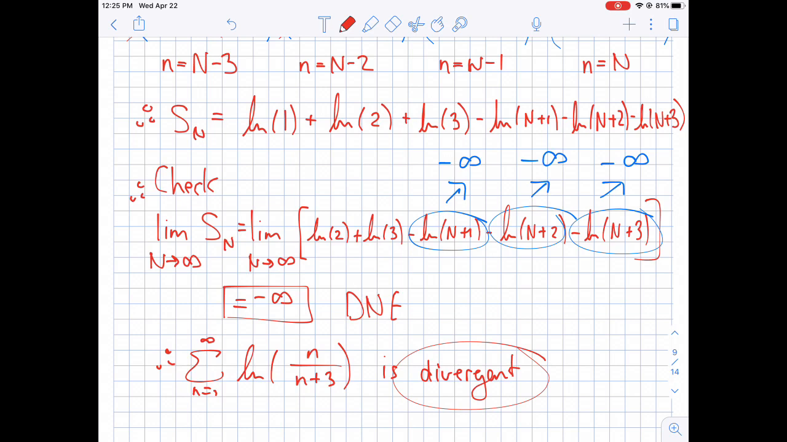So that is telescoping series, and we've done a couple examples together. In the next section, what we're going to do is take a look at geometric series, okay, which is again a very specific type of series, and we're going to be looking at when do geometric series converge and when do they diverge.